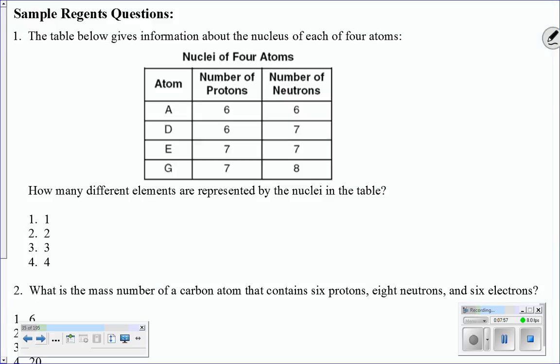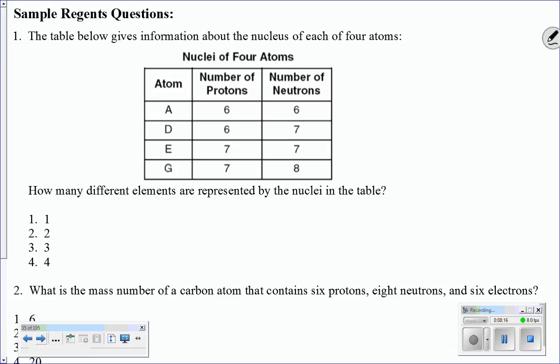A few sample regents questions for you. The table below gives information about the nucleus of each of 4 atoms. If you'd like to pause the video for a minute to try these questions quickly, we will put the answers up in just a moment. I apologize, this is not in your packet, so you have to look at what's on the board.